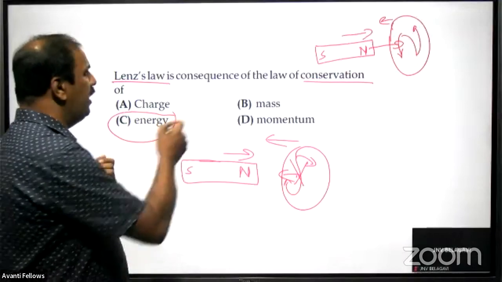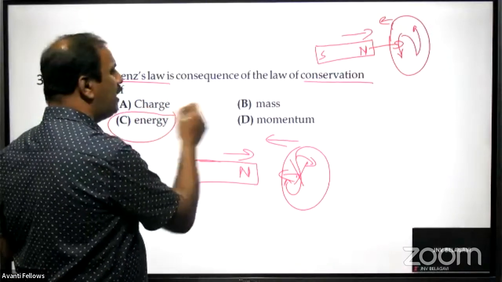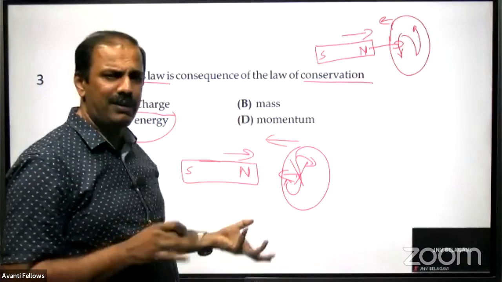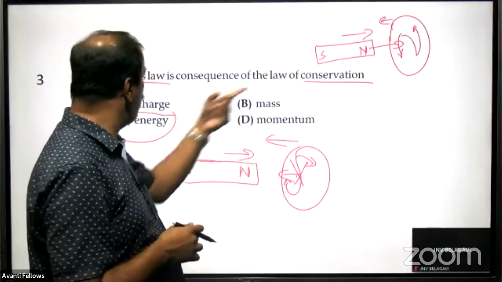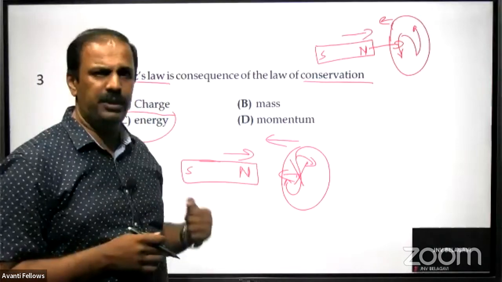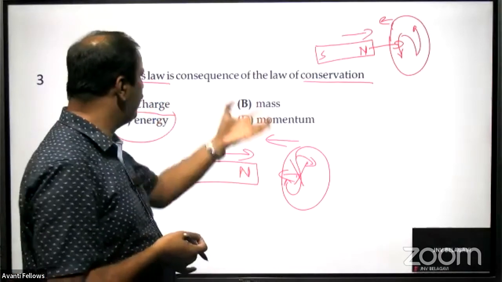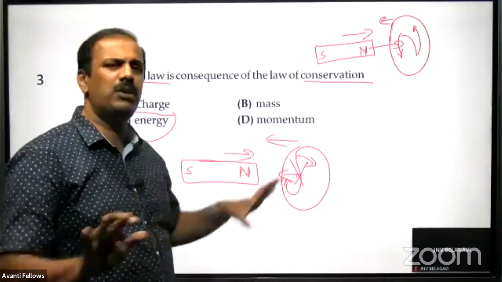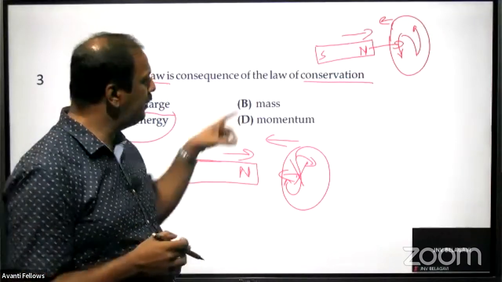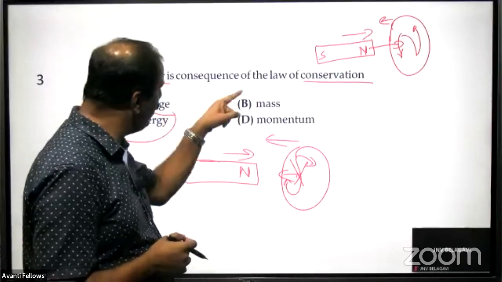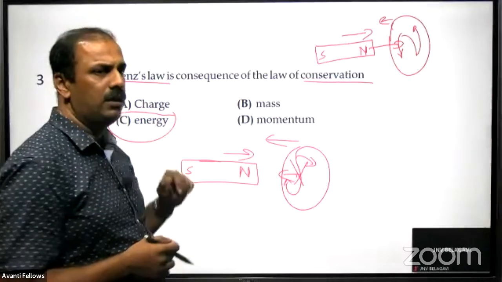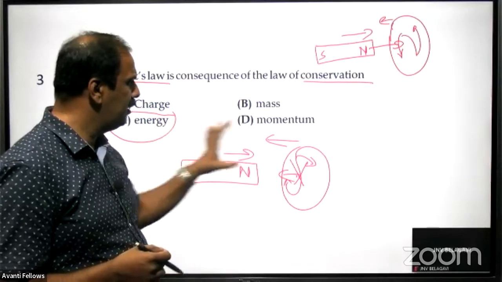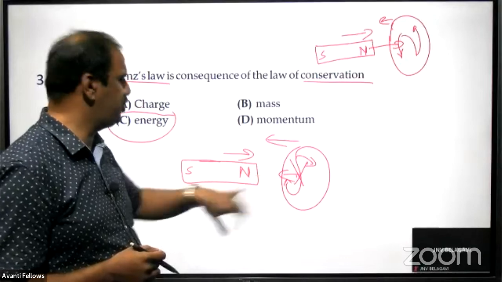And you see here, the conservation of charge, mass or momentum is not violated here. That is also conserved. Everything is right. But this is a consequence of the law of conservation of energy. That's all. It doesn't mean that these other conservation laws are not valid. All conservation laws are valid everywhere. But Lenz's law is a consequence of conservation of energy. That's the thing about this question.